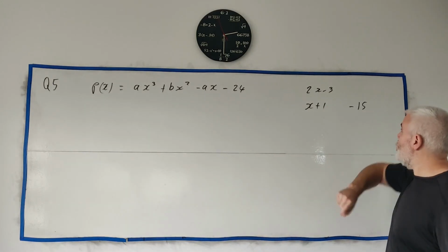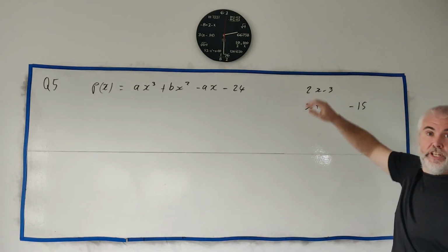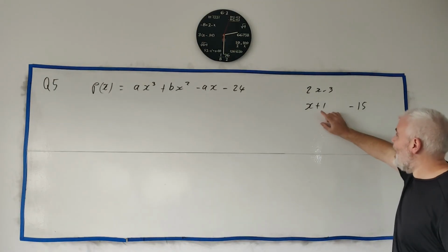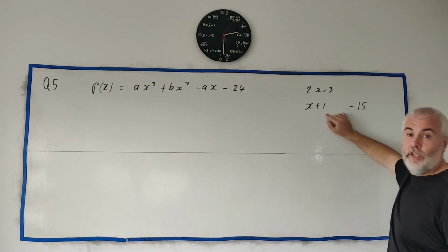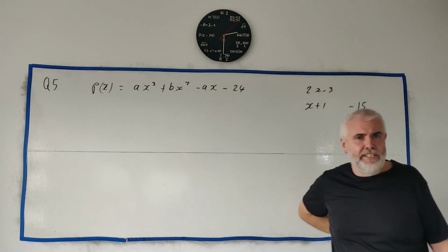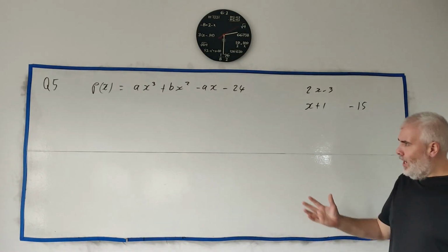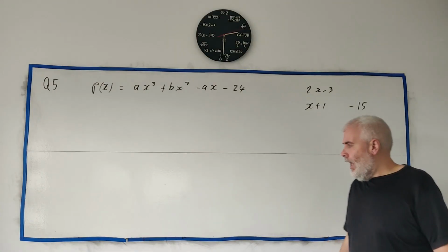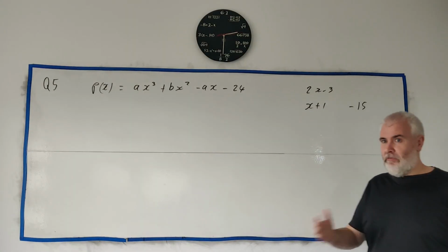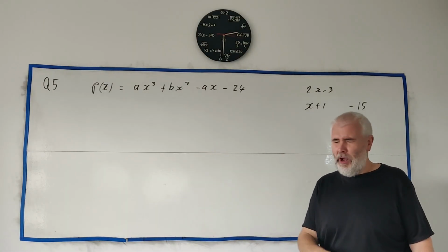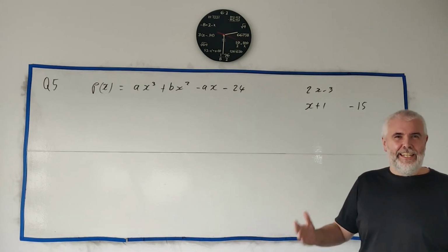They give us two clues. They tell us 2x minus 3 is a factor, and they tell us if you divide by x plus 1, you would get a remainder of minus 15. There's two ways I can see to do this question. One of them is my favourite way to do these questions, but I won't do it here because it's a little longer and a little messier.